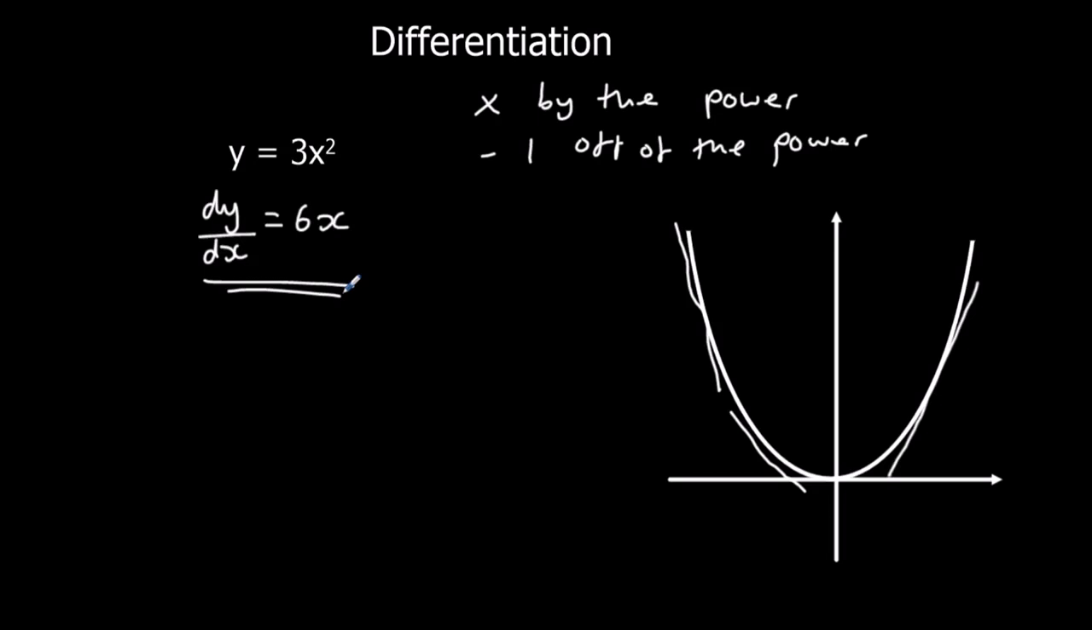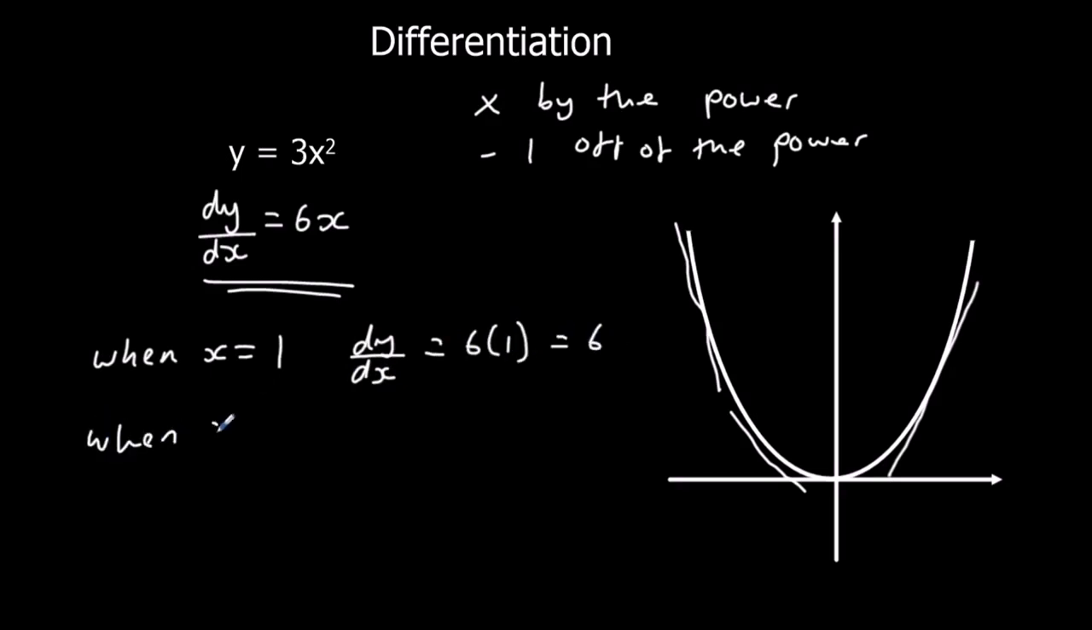So if you want to know the gradient at any point along the curve y equals 3x squared, you've just got to substitute your x coordinate into the 6x. So if you want to know the gradient when x is 1, you just substitute 1 in. So when x is 1, dy dx is 6 times 1, which is 6. When x is minus 2, dy dx, the gradient, is 6 times minus 2, which is minus 12.